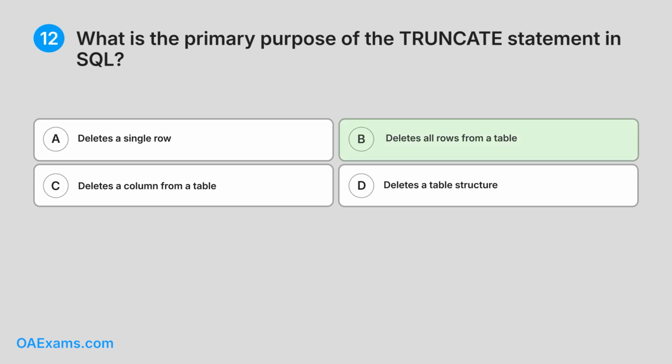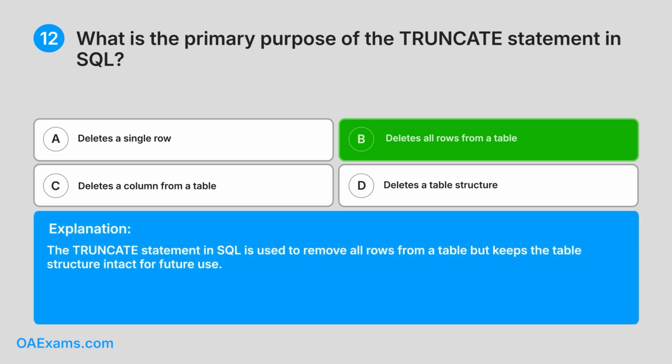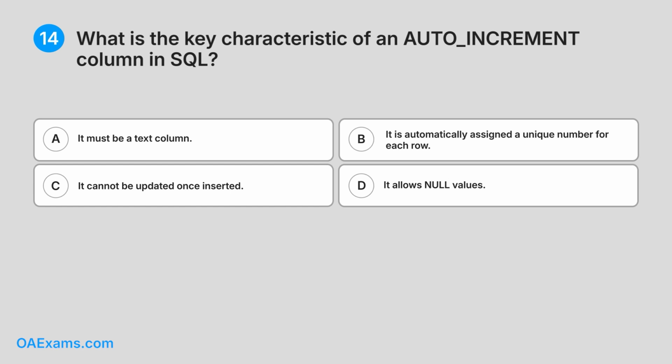Correct answer: B. Deletes all rows from a table. Explanation: The truncate statement in SQL is used to remove all rows from a table, but keeps the table structure intact for future use. 14. What is the key characteristic of an auto-increment column in SQL?